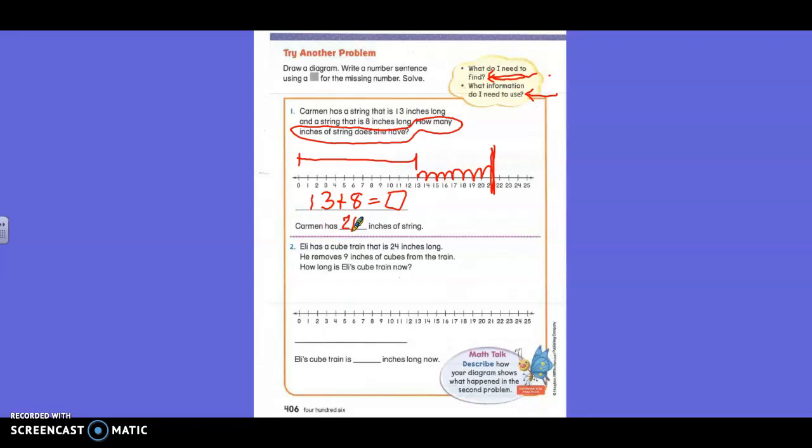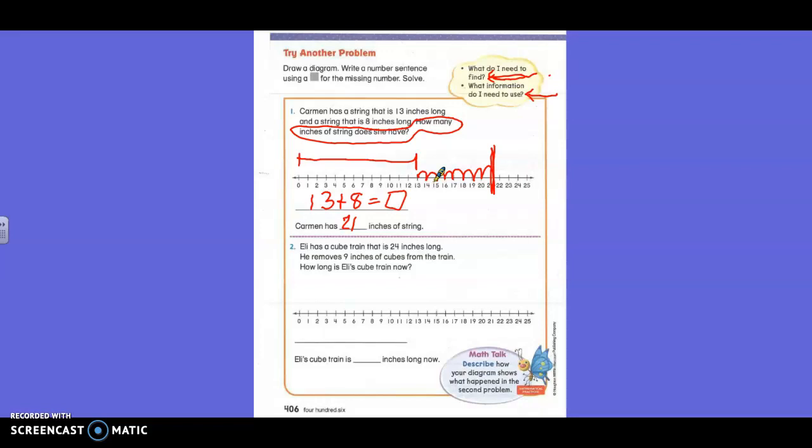Where's Sharon? Number 2. Read the story. Eli has a cube tray that is 24 inches long. He removes 9 inches of cube from the tray. How long is Eli's cube tray now?